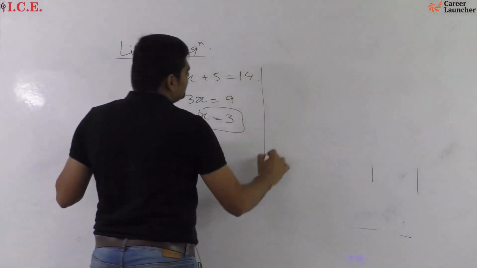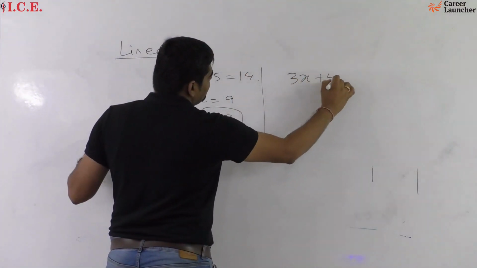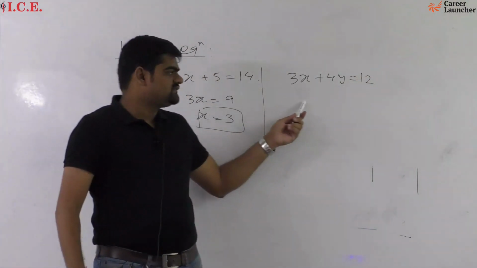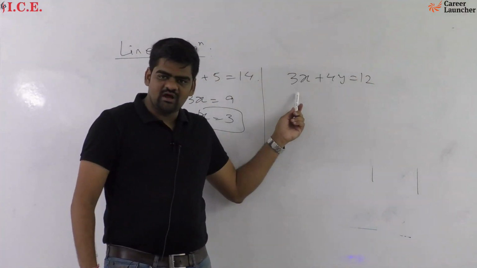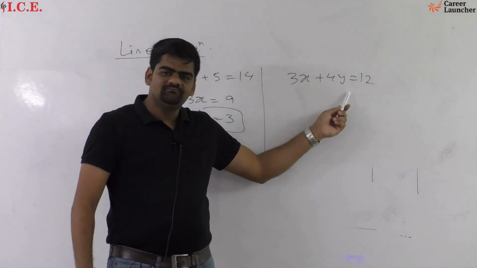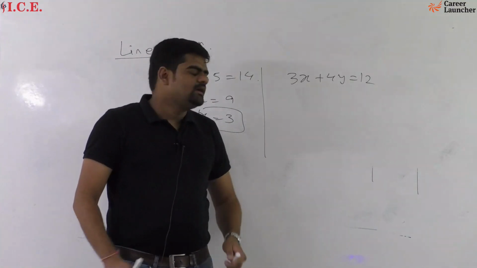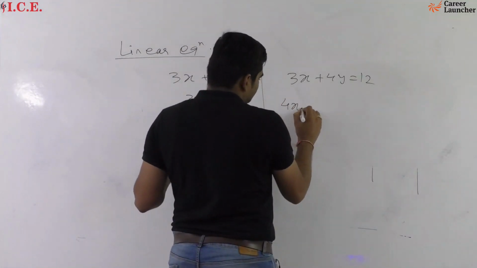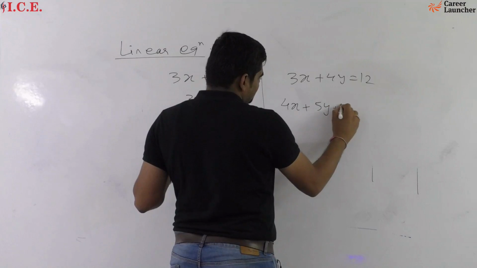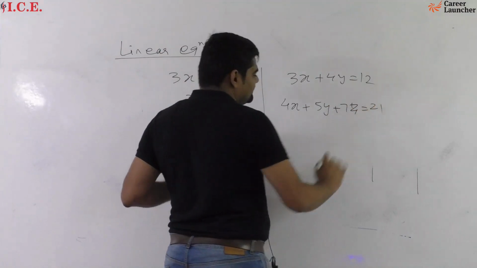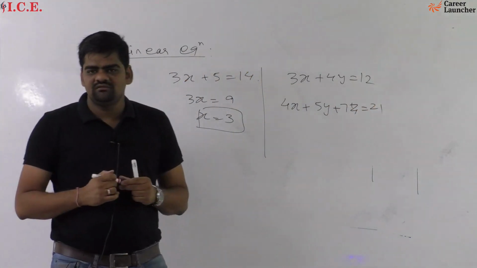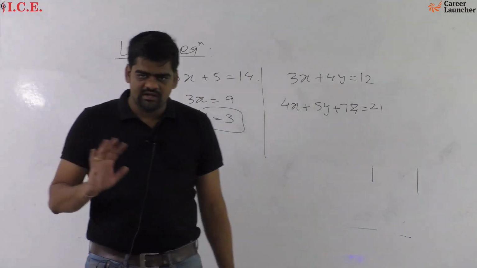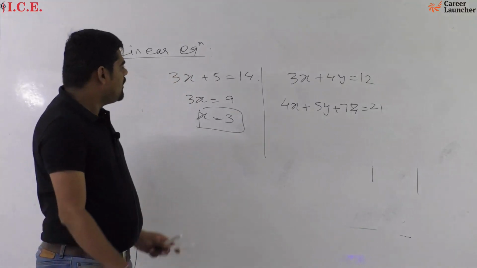Similarly, if I say, let's say 3x plus 4y is equal to 12. Is it also a linear equation? Yes. Linear equation in how many variables? Two variables. Clear? Now, in fact, if I use something like 4x plus 5y plus 7z is equal to 21, is it a linear equation? Yes. In how many variables? Three variables. Clear now? What is the linear equation? Okay.